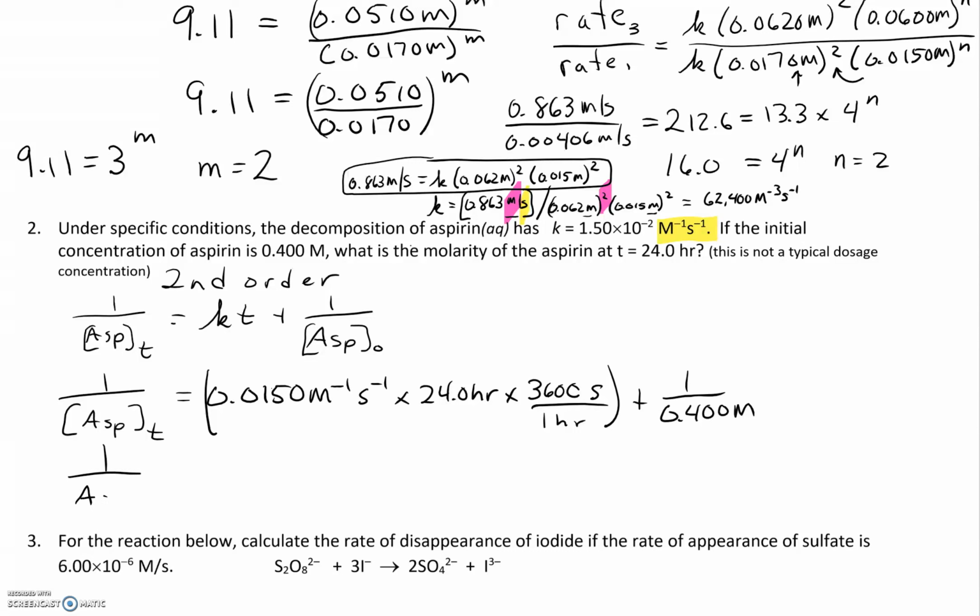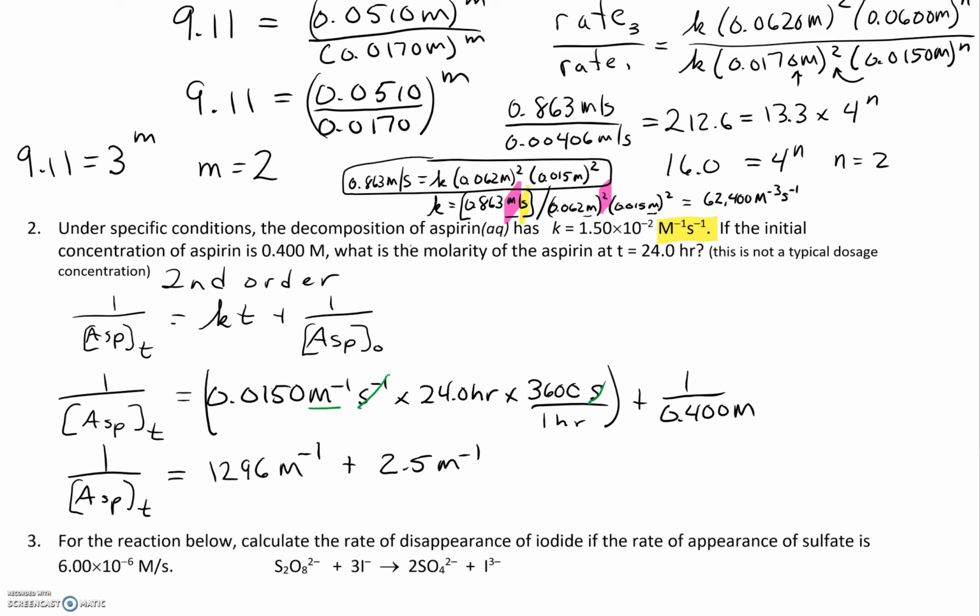1 over the aspirin concentration at our time of 24 hours is going to be equal to 1296 for the kt term with units of molarity to the -1. As we can see, the units here, seconds and per second, reduce to 1 and cancel out, leaving us with molarity to the -1 as the unit. We have to add to that the 2.5 molarity to the -1 term from the 1 over aspirin sub 0.